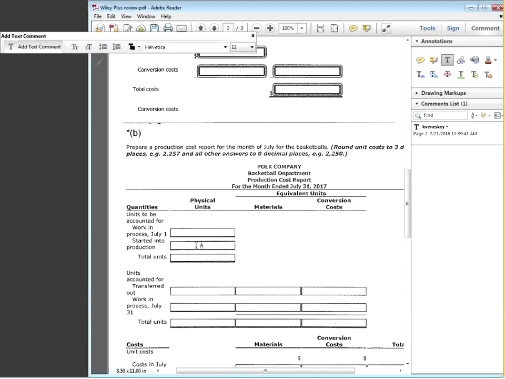We can actually go down to Part B. Units to be accounted for in work in process: how many were started, how many total units, and then here's where I wanted to get to. Actual units, units accounted for, transferred out. We can put that in. That was 1,290.